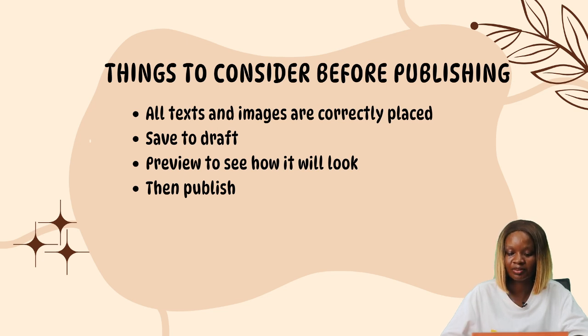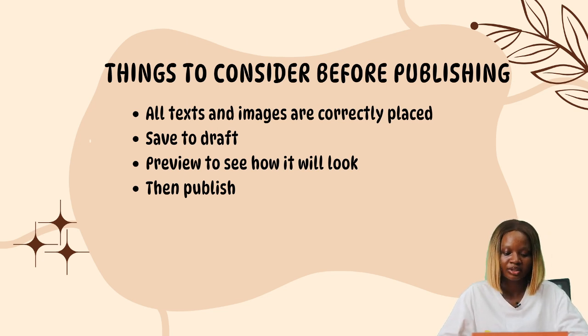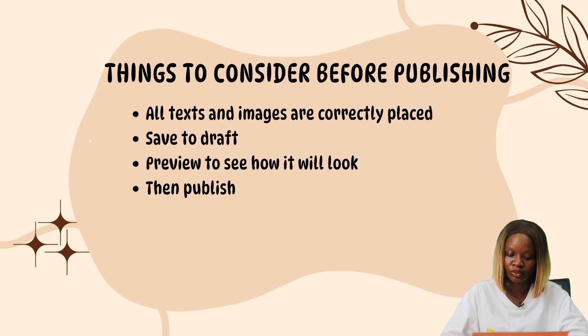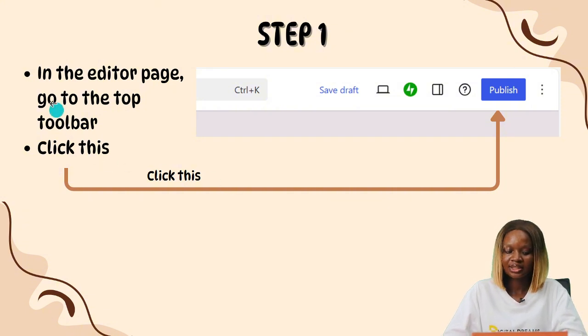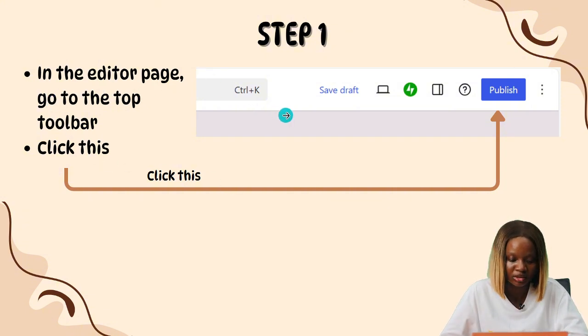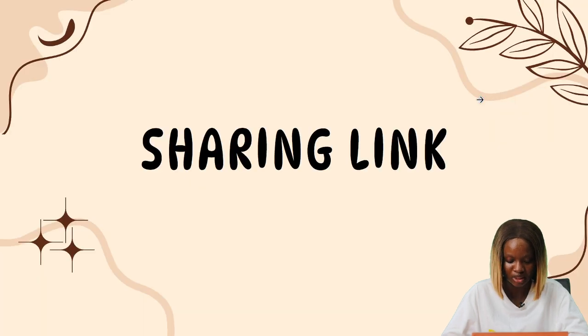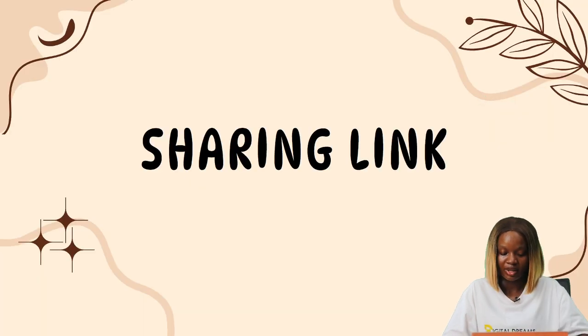So things to consider before publishing: all your text and images are correctly placed, that you've saved it to draft, you've previewed to see how it will look, then you now publish it. So how to publish? On that same editor page, on the top toolbar, you will see this publish button here. Then you click on it. So now we are done with that.